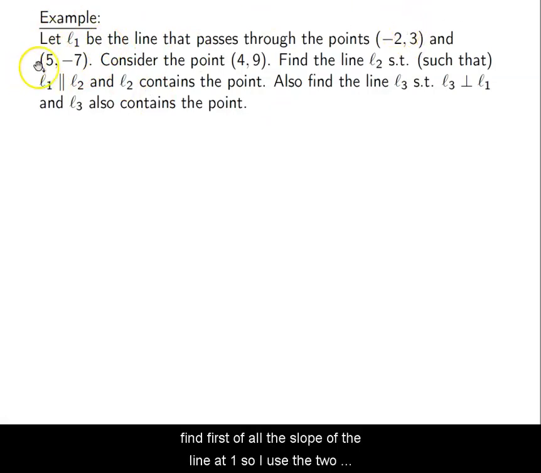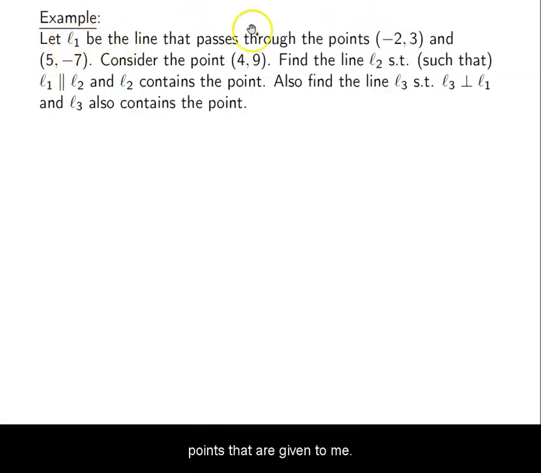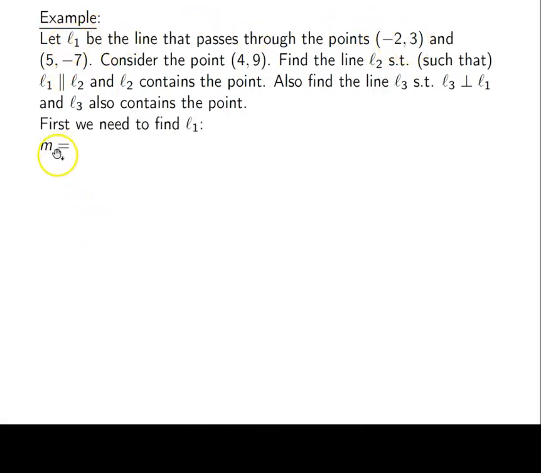I need to find, first of all, the slope of the line L1. So I'll use the 2 points that are given to me. M is going to be -7 minus 3 on the top. That's the difference in the y values. The difference of the x values is going to be 5 minus -2, right? So this is going to give me -10 on top and 7 on the bottom, so my slope is -10/7.